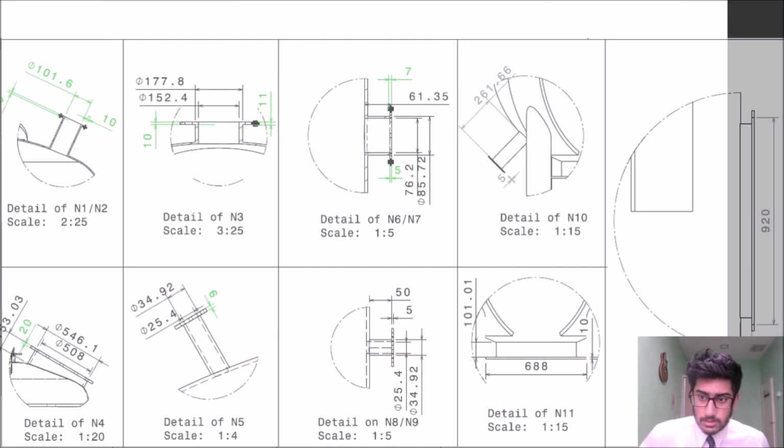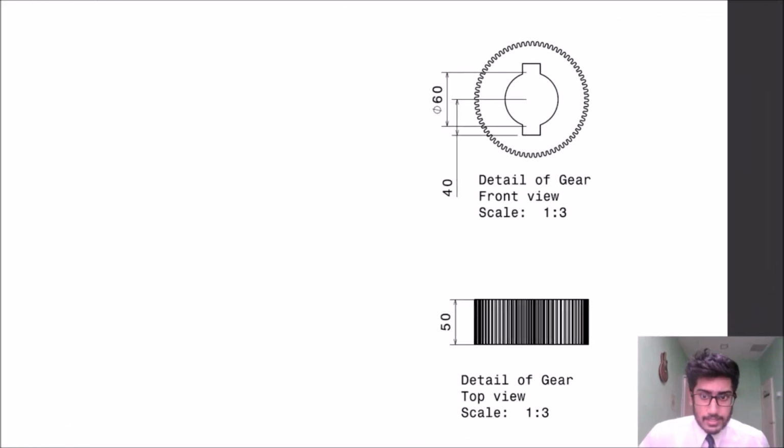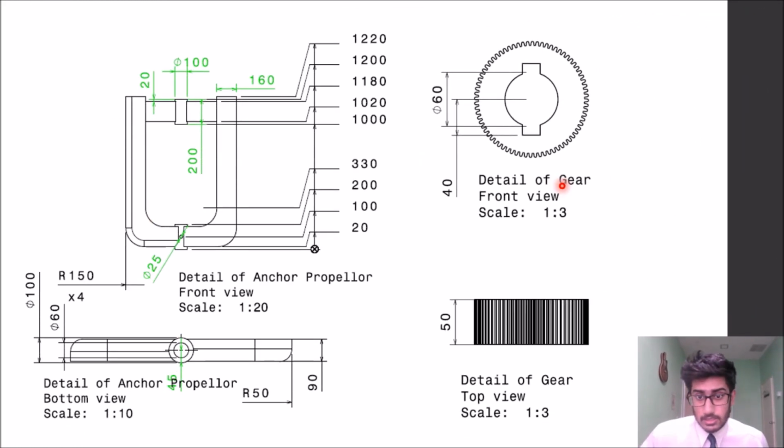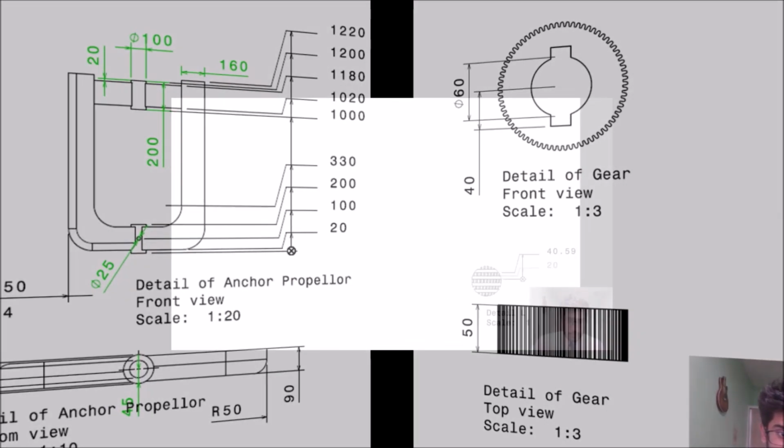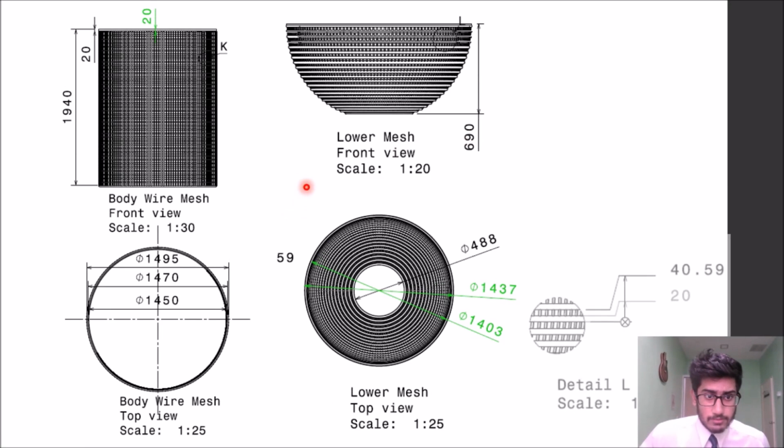And here's the nozzle details. And this is the stirrer details. We have two propellers and one gear. And lastly, we also have this wire mesh.